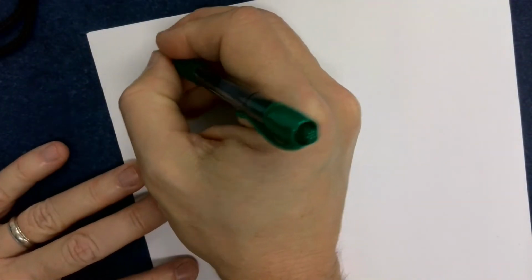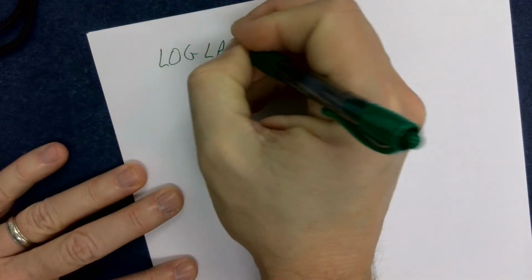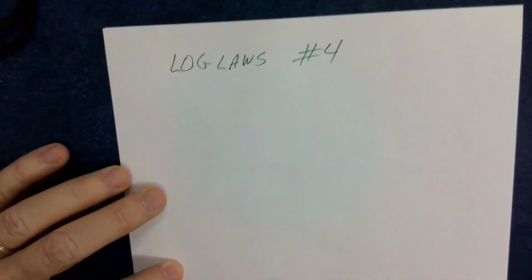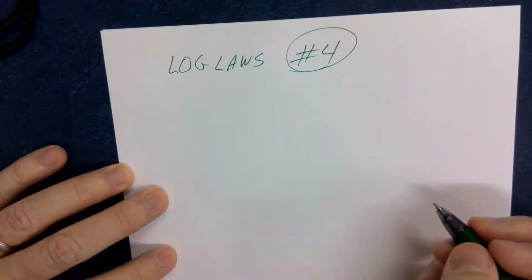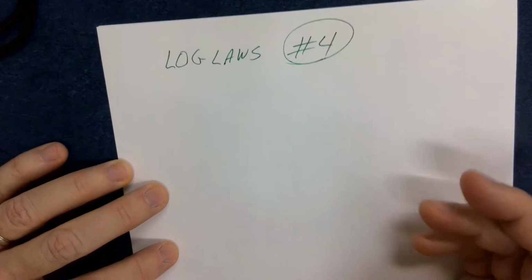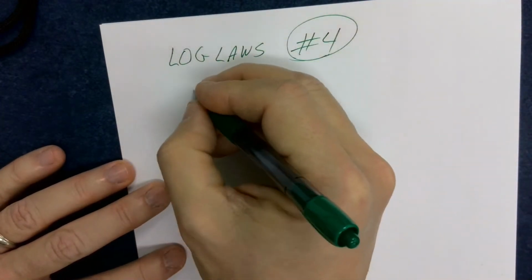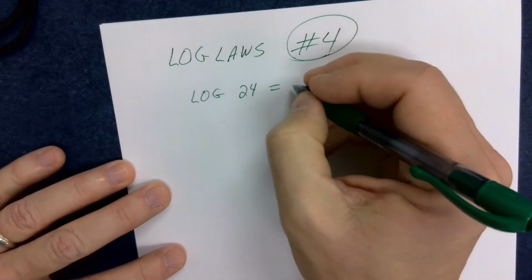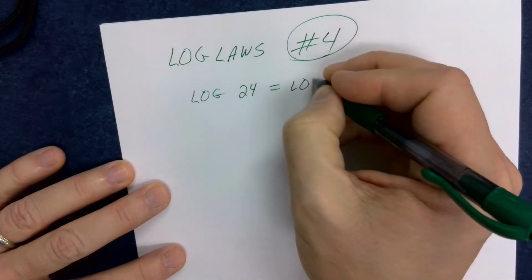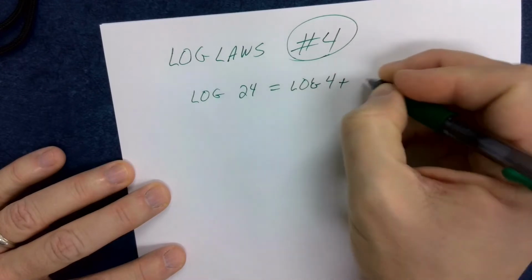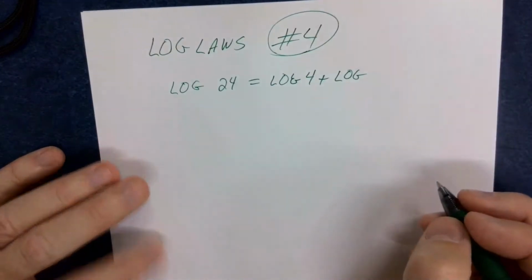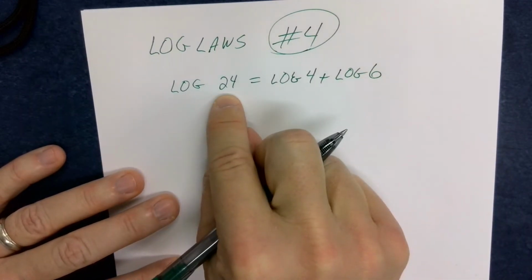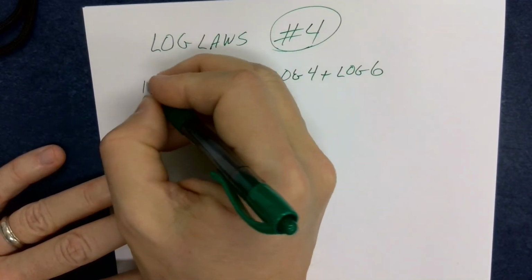Next, know your log laws. Know your log laws. There are 4 of them. All 4 of them. I'm going to ask you about properties of them, so I'll remind you again. Say the log of 24 is equal to the log of 4 plus the log of 6, because it's the product of these two things that equal that number right there. That's log law number 1.